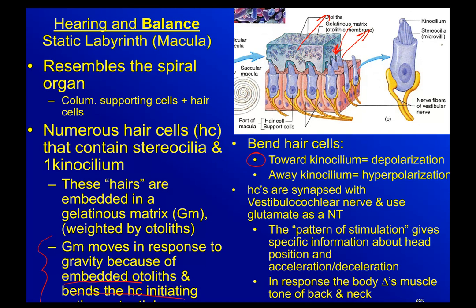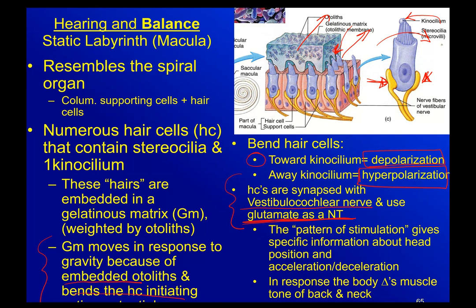So if the hairs bend toward the kinocilium, this direction, there's depolarization. You get an action potential. If, on the other hand, they go the other way, they go toward the short hairs instead of toward the long hairs, you get hyperpolarization. Again, that's more negative inside the cell than what you started with. The hair cells are synapsed. You can see the little nerve endings here, the neurons coming in here, the nerve fibers. They're synapsed with the vestibulocochlear nerve, and they use glutamate as a neurotransmitter.